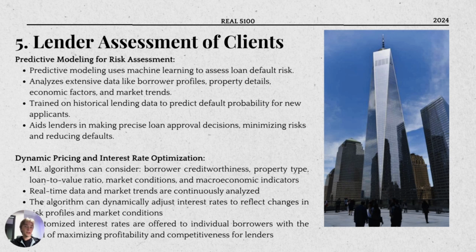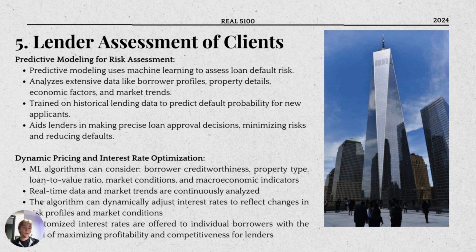Lastly is the lender assessment of clients. Predictive modeling and risk assessment can use machine learning to assess things such as loan default risk. This will occur by analyzing extensive data such as borrower profiles, property details, economic factors, market trends, and even personal information. The model will be trained on historical lending data to predict default probability for new applicants. This will aid lenders in making precise loan approval decisions, which will minimize risk and reduce defaults while remaining profitable.